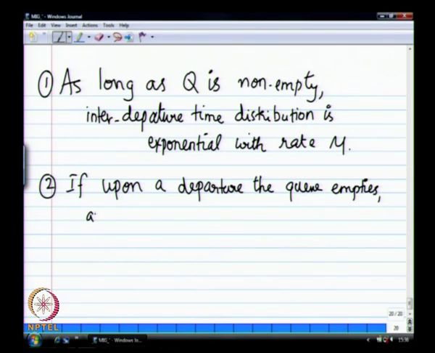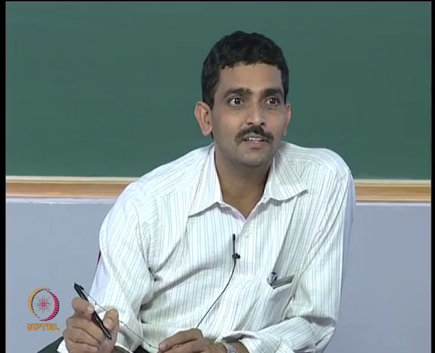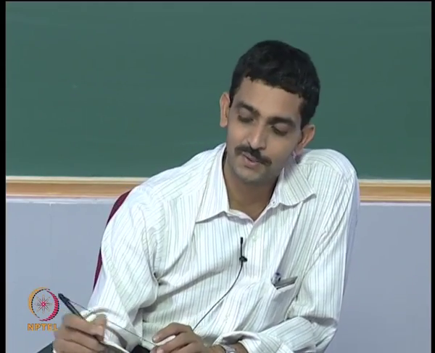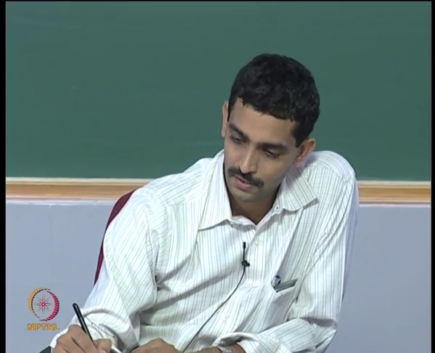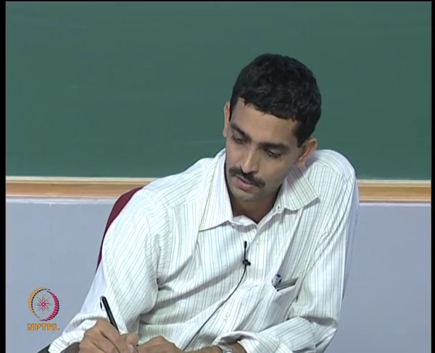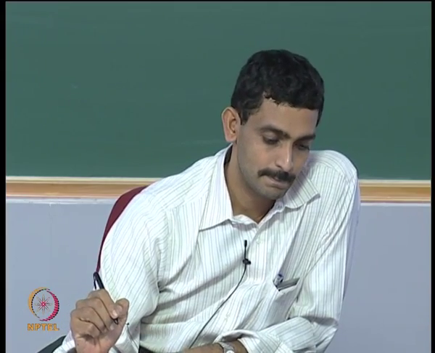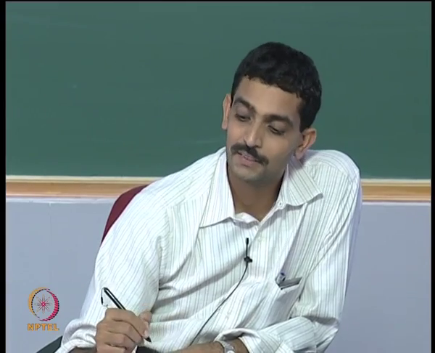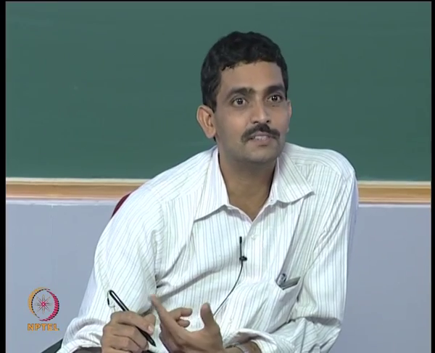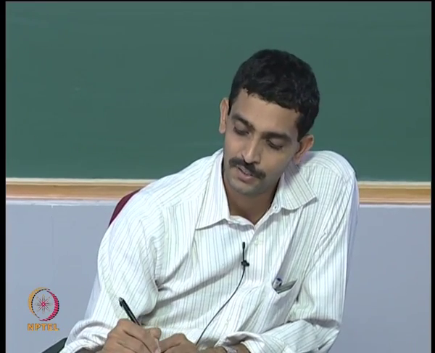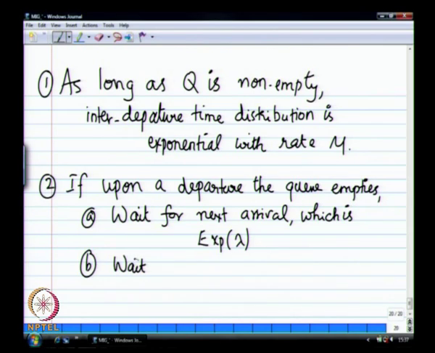You will have to wait for two things. What is that? Wait for the next arrival. What is the time for the next arrival? That is exponential with rate lambda. The inter-arrival time is exponential and it is memoryless. Whatever point in time I ask about the arrival distribution, the inter-arrival time is always exponential with rate lambda. So we wait for the next arrival, which takes exponential lambda. Then this arrival comes to an empty queue, therefore it will get serviced immediately. So I will also wait for the time to the next departure.